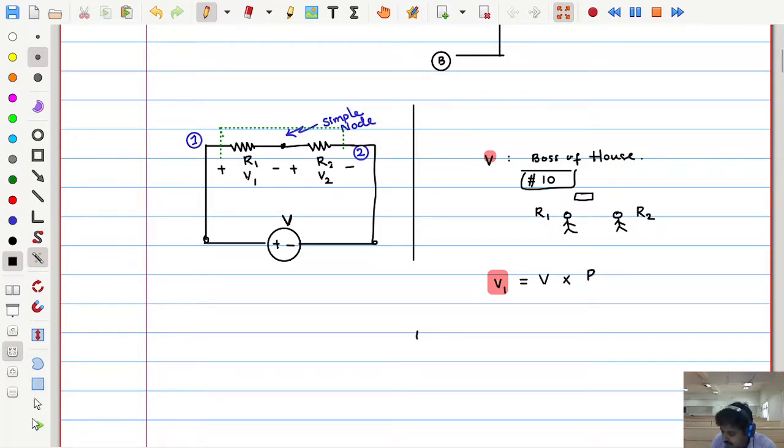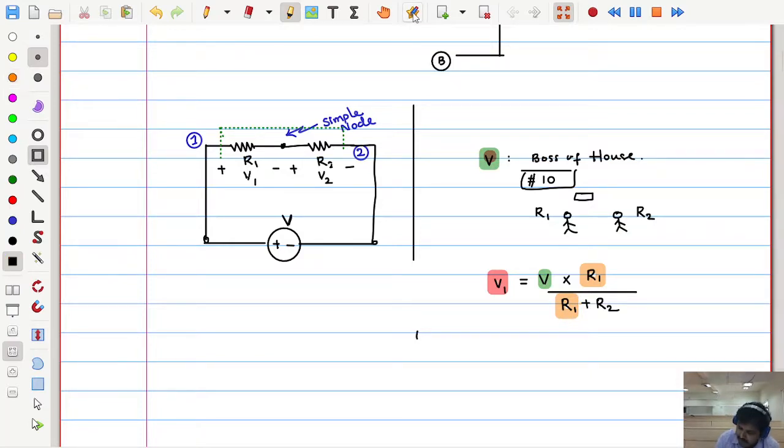Into your strength, R1, divided by the sum of your and your brother or sister's strength. This is what the voltage division principle is. This is the total available, which is brought by your father, and this is your strength divided by your strength plus your cousin's or brother's.